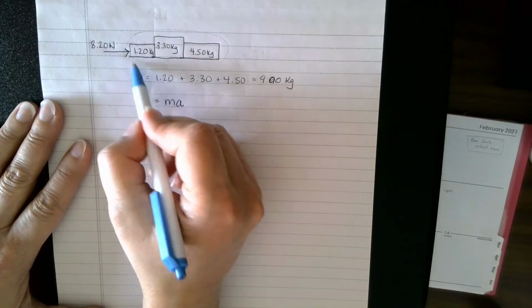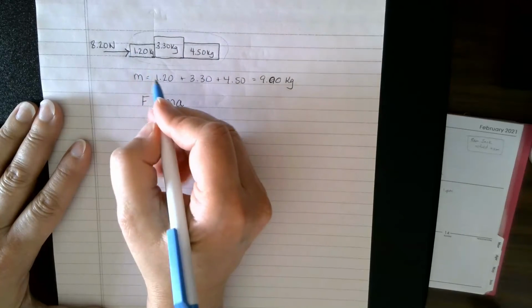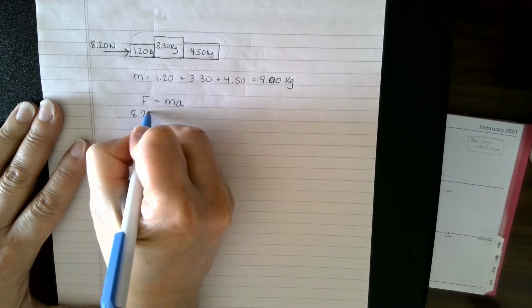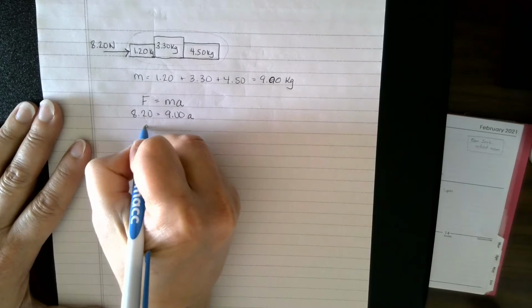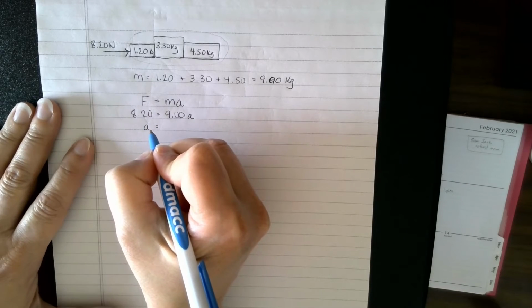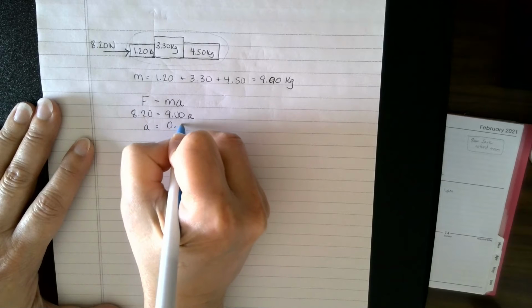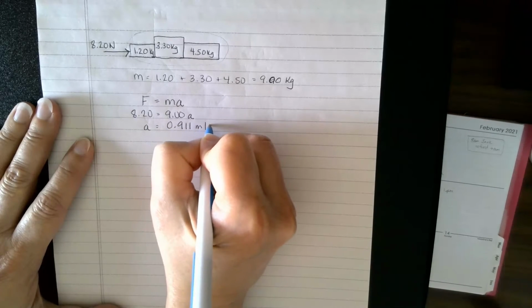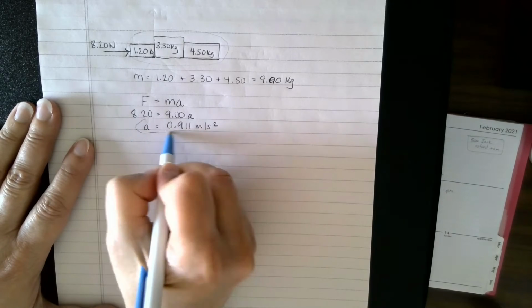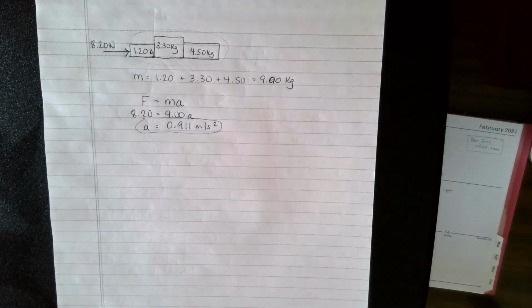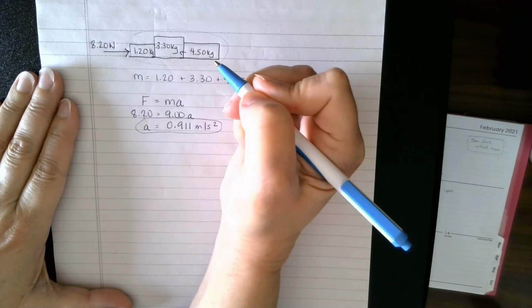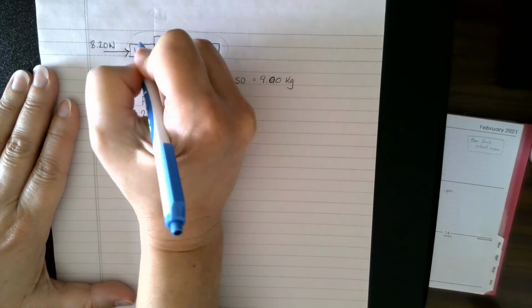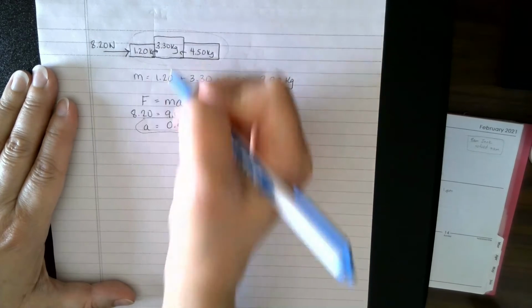So there is no friction, so the only force in the horizontal direction is this 8.20 newtons, and my mass is 9, so I'm going to find my acceleration. So when I divide those, I get 0.911 meters per second squared. Alright, now what the problem asks me to find is what the force is of block 3 pushing on block 2, and they also want me to find the force of block 1 pushing on block 2.